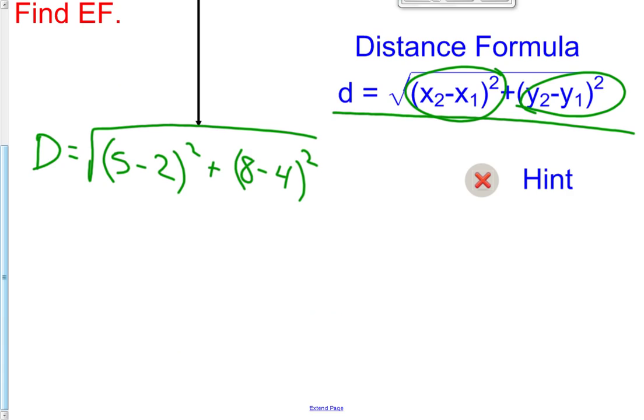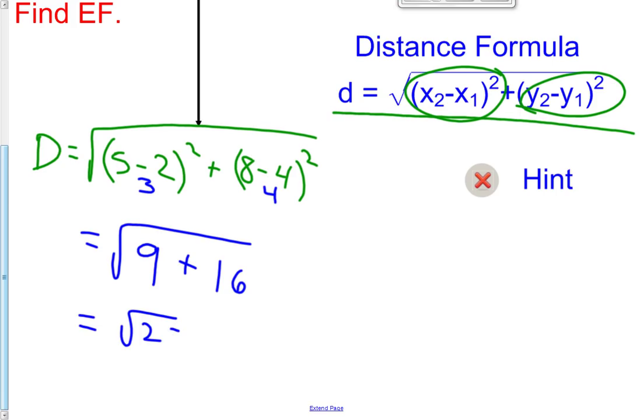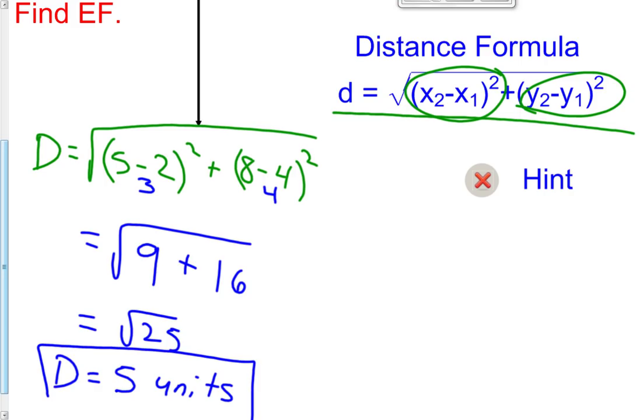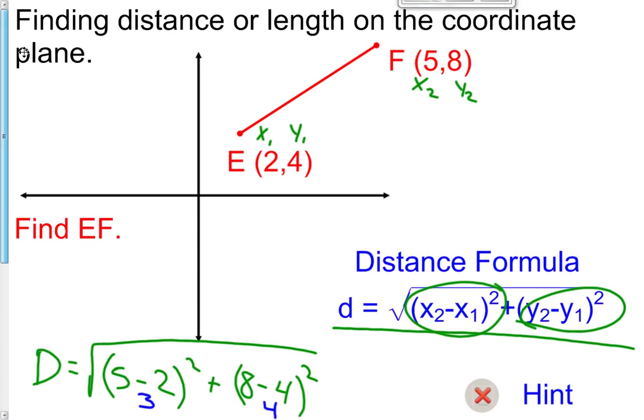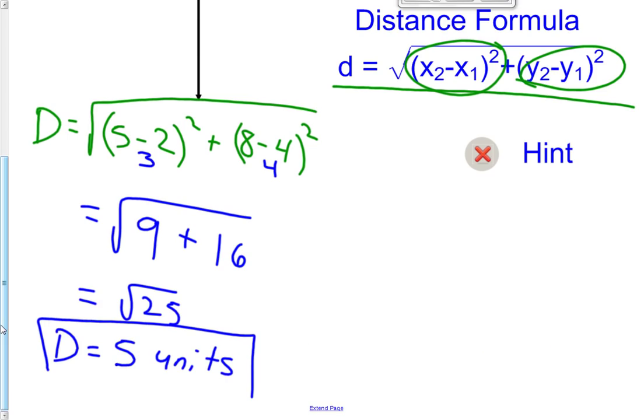So I continue simplifying. Inside the parentheses, 5 minus 2 is 3, and 3 squared is 9. Plus 8 minus 4 is 4, and 4 squared is 16. So now the distance is the square root of 9 plus 16, which is the same thing as the square root of 25. So my final answer, what is the square root of 25? My distance is 5 units. We'll be doing this distance formula again many times in geometry. So from here to there is 5 units long. Alright, on to the next concept.